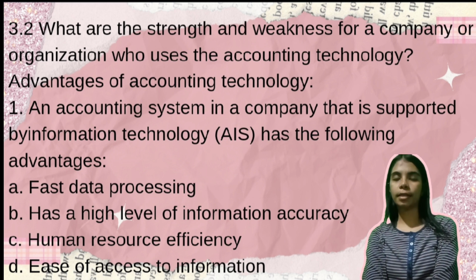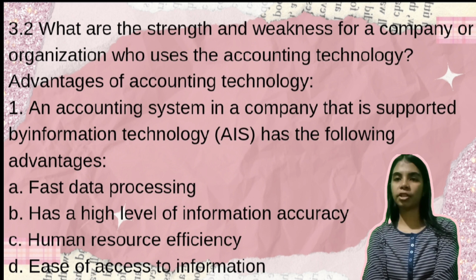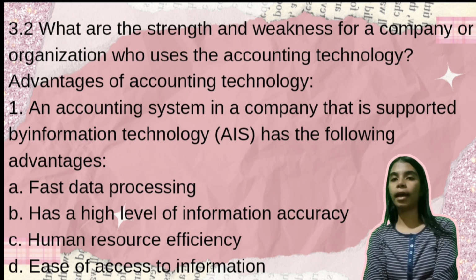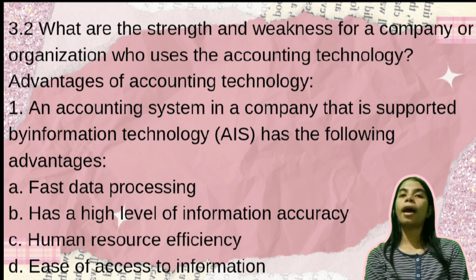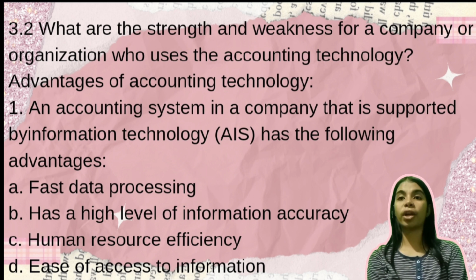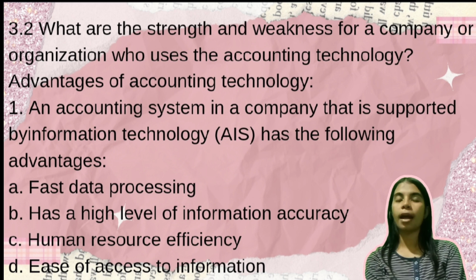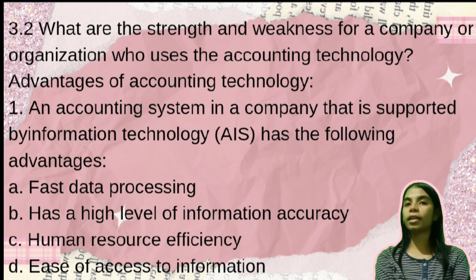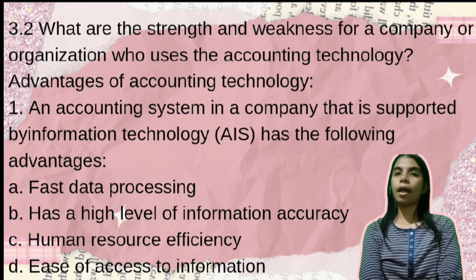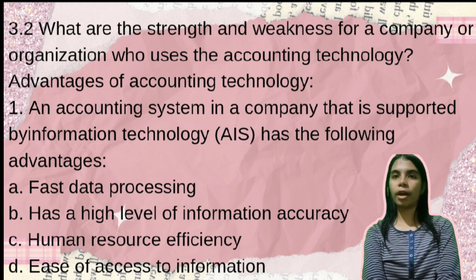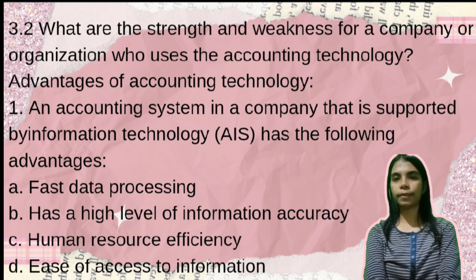Number 4 is ease of access to information. Ease of access to information refers to the extent to which information can be easily obtained and accessed by users. Additionally, there are weaknesses in accounting technology. The first is misuse of the technology, and the second is chain errors. The first is misuse of technology.